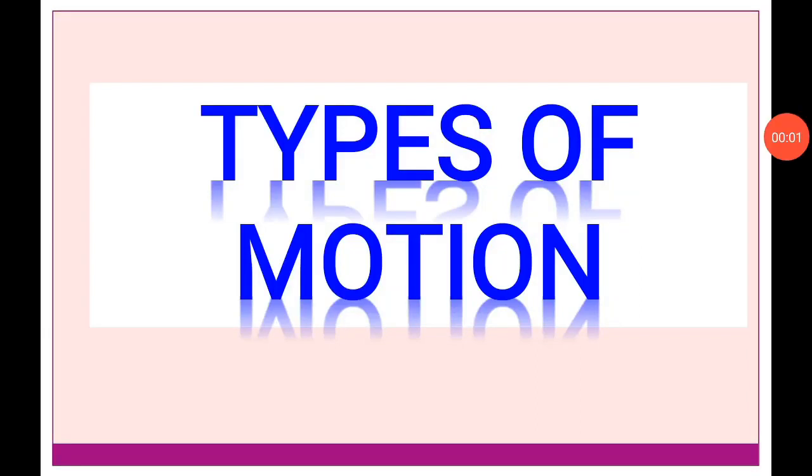Hello students, in this video we will learn about what are the different types of motion. In my previous video we have learned that when the position of the body is changing with change in time, then that object is said to be in motion. And now we will study what are the different types of motion.